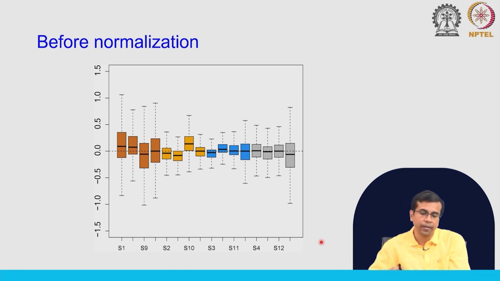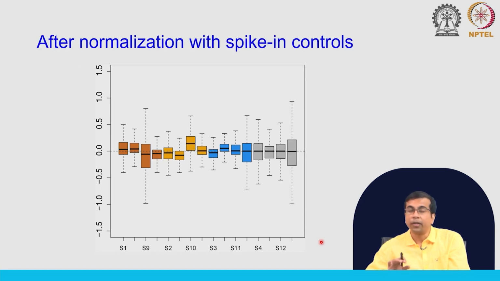So, you can see this here. Again, this is the raw data. You will again see the RLE plot for all the samples, and this data had ERCC spike-ins. You will be able to see that if you look at the raw count data, because then the names of these ERCC spike-ins will come out. And after normalization with spike-in controls, this is what we get.